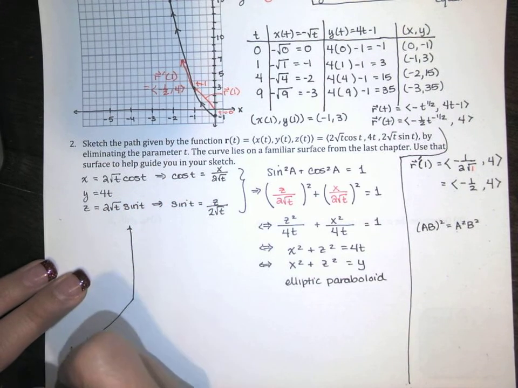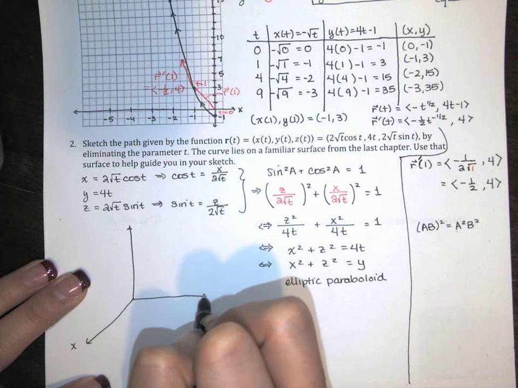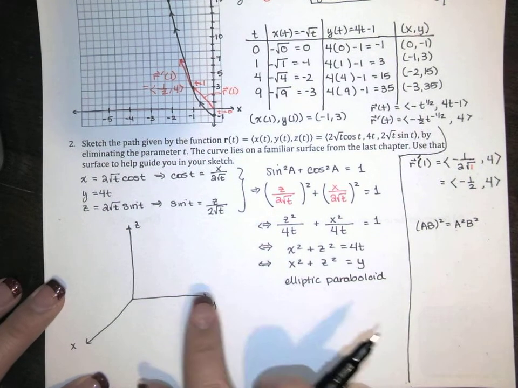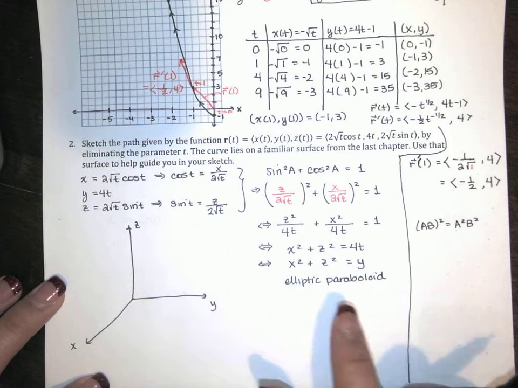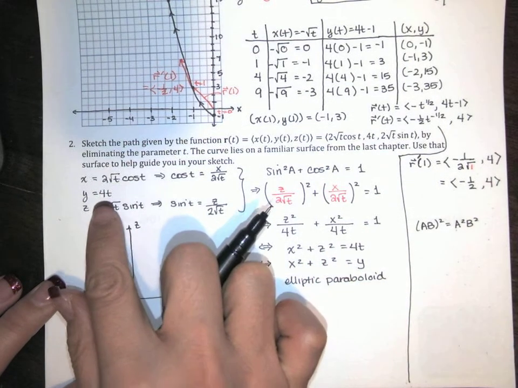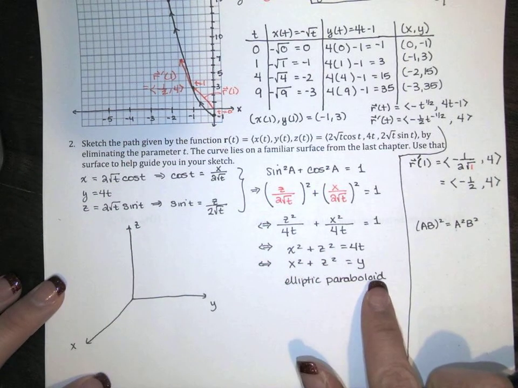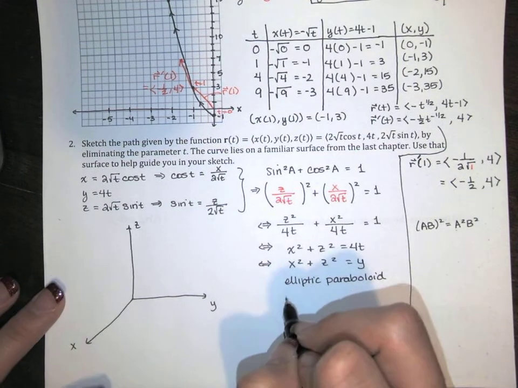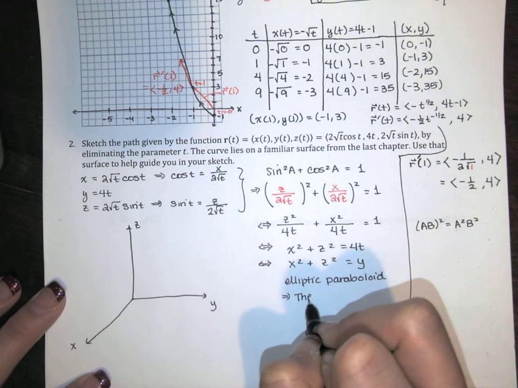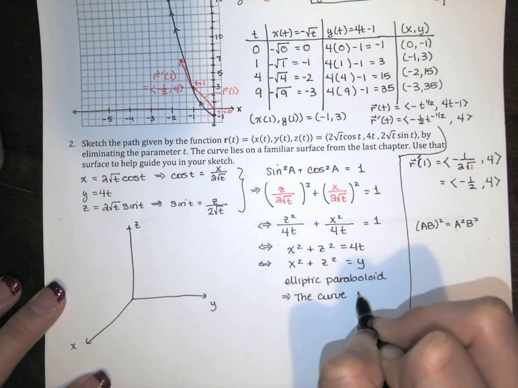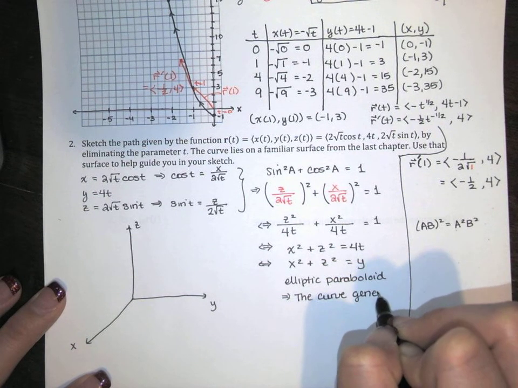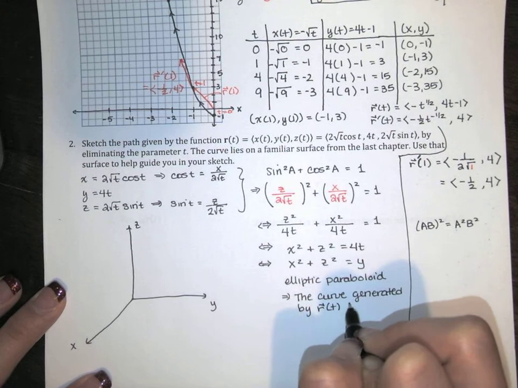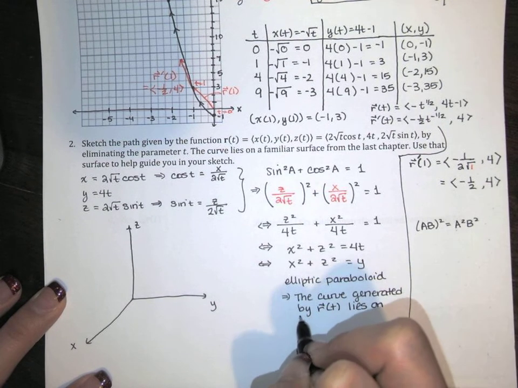Now don't be misled here. We're looking for a curve, not a surface. But this surface is going to guide us because our curve satisfies, or x of t, y of t, and z of t satisfy this equation. So that curve lies on this surface. So I'm going to say the curve generated by r of t lies on this surface.